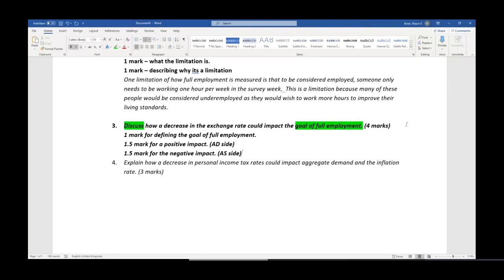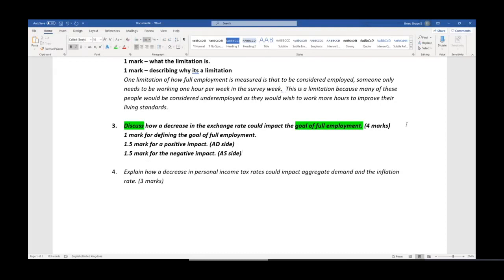On the aggregate supply side, for the negative impact, when the exchange rate decreases, our businesses use a whole lot of imports as factors of production. So when the exchange rate decreases, this makes the imports they use in production more expensive, and leads to higher production costs for businesses, where they may then want to lay off workers to maintain their profitability. That can lead to less employment overall and make it harder to achieve the goal of full employment.